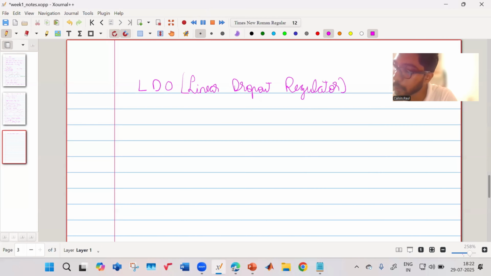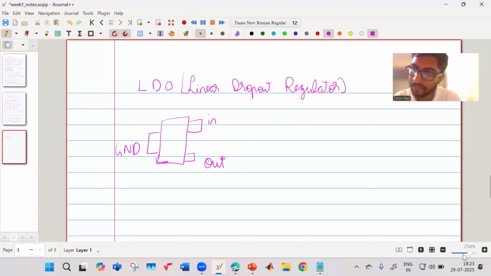So what does an LDO do? Actually, in our lab we use LDOs. We have what is known as a chip. The chip will be here. This will be the ground pad, this will be the input pad, and this will be the output pad. One which I have used: we give a 5-volt input over here and we get a 3.3-volt output over here.